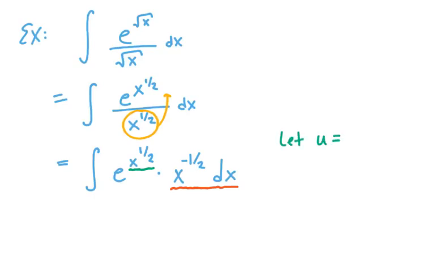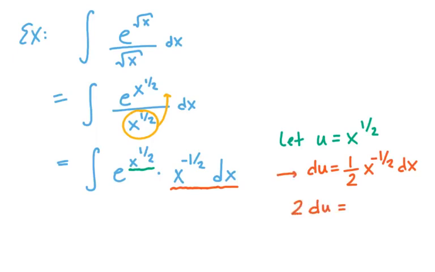Let's go ahead and try letting u be x to the power of 1/2. We know the derivative of x to the power of 1/2 would be 1/2 x to the negative 1/2 with respect to x. And that looks very similar to what we had over here, but we're off by that factor of 1/2. So I'm going to simply times both sides of this equation by 2 to get 2 du is now the same as x to the negative 1/2 dx.